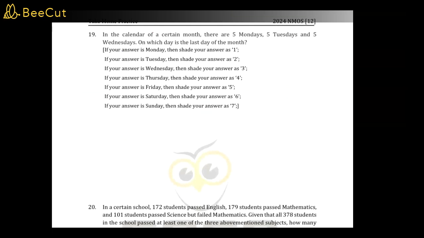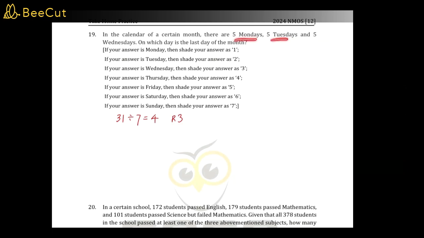Next, for question 19. So there are 5 Mondays, 5 Tuesdays, and 5 Wednesdays. Then we know that in this month, there are 31 days. 31 divided by 7, the remainder is 3. Right, so the remainder 3 indicates the ones with the extra day.